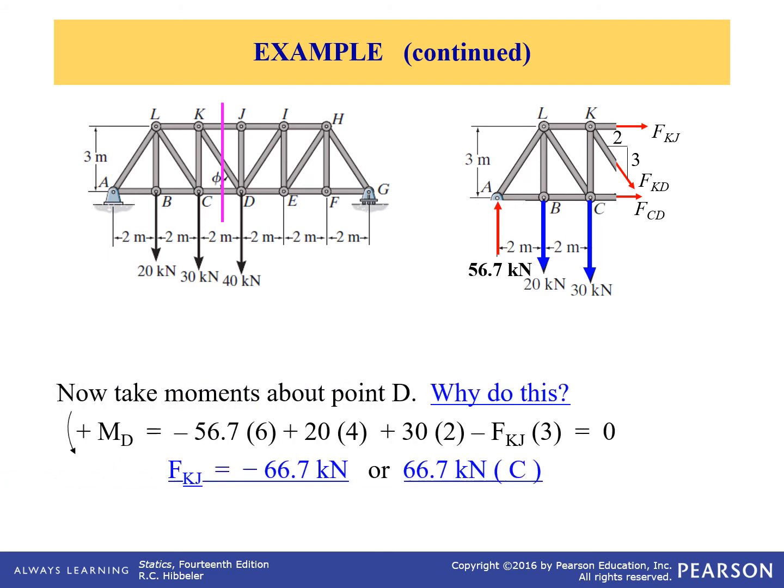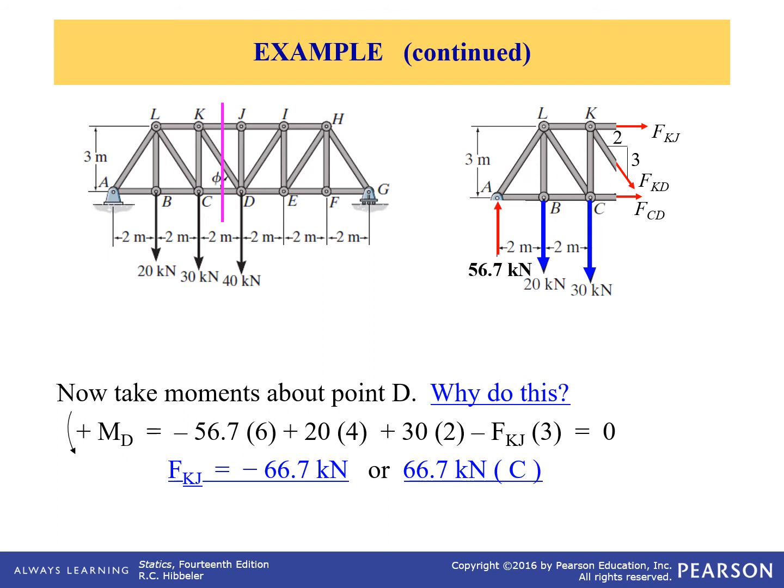So there you go, did the moment at point D, and we got a force for FKJ. It came out as a negative force. You see they drew it in tension, so a negative force tells us it is in compression. So now we know FKJ, so we can use that information to solve for FCD and FKD.